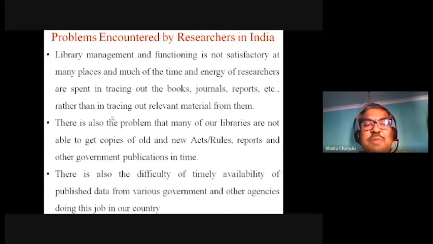And there is also a problem that many of our libraries are not able to get copies of old or new acts or rules or reports and other government publications in time. There is also a difficulty in timely availability of the published data from various government and other agencies doing this job in our country, which will take a lot of time for publishing.